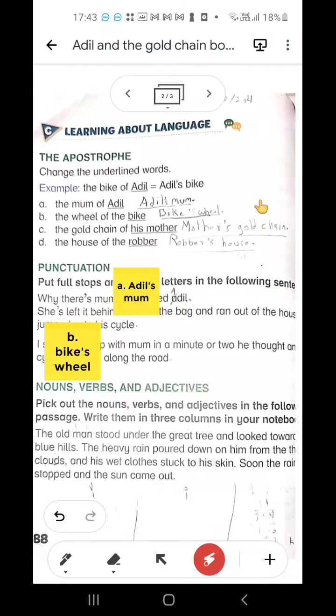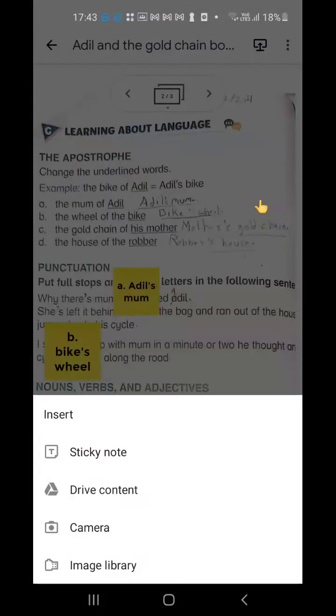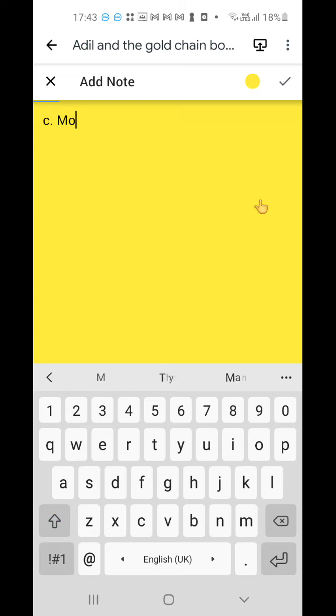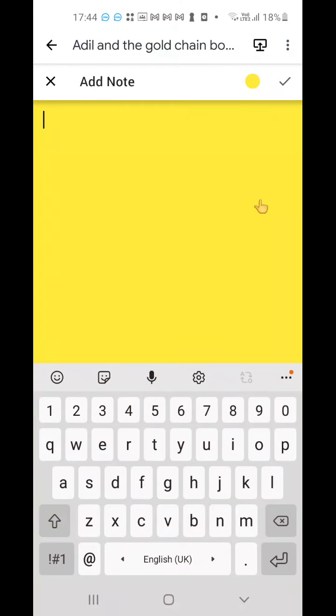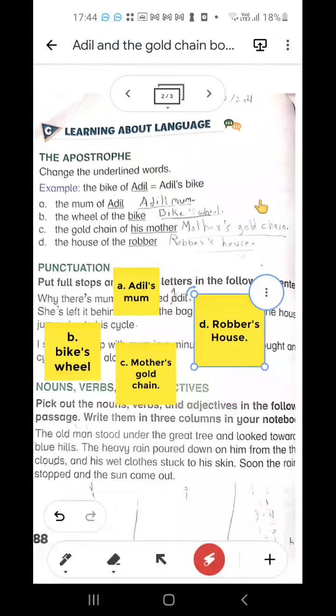Okay. Number C is the gold chain of his mother. Mother's gold chain. How do we write it? C is mother's gold chain. What does it mean? That chain belongs to his mother. The last one is the house of the robber. So, robber's house. Robber's, apostrophe S, house. Okay. I hope you have understood this activity very well.